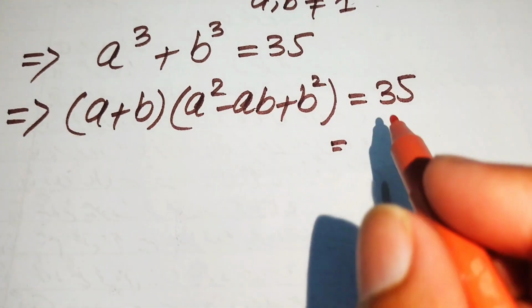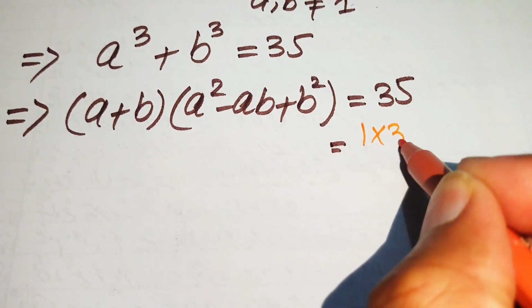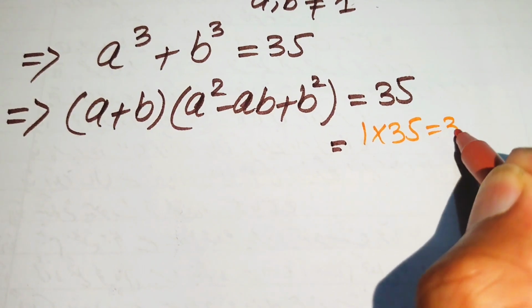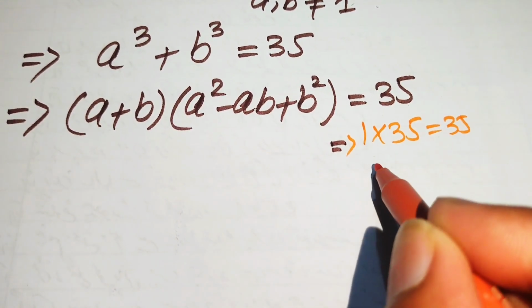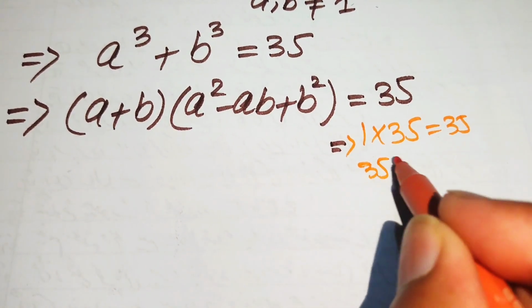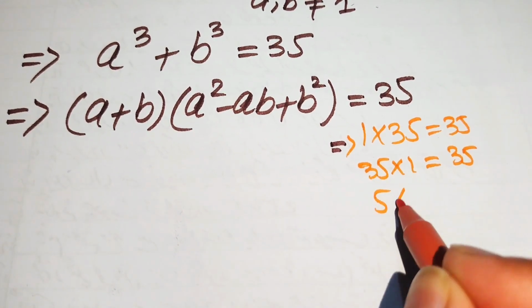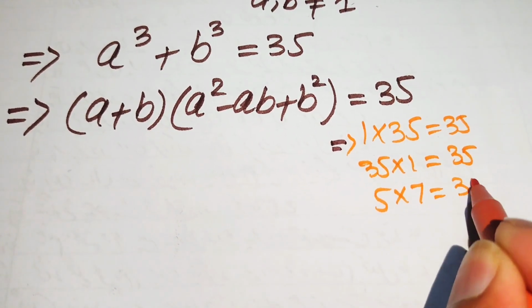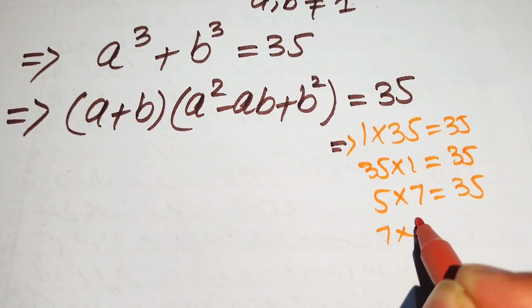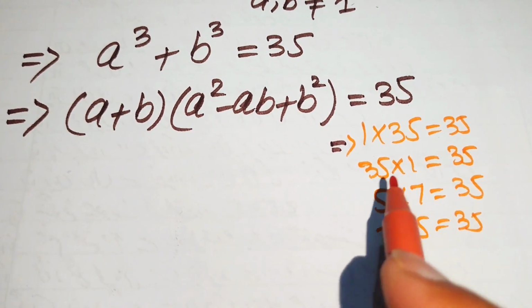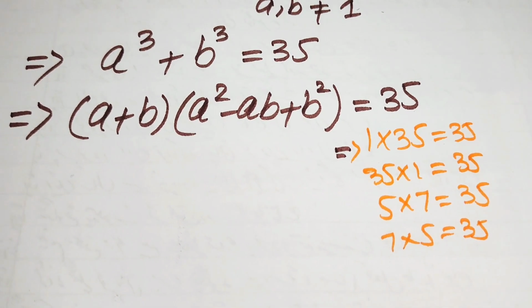So we have the possibilities: 1 times 35 is equal to 35, and the second possibility is 35 times 1 is also 35, and 5 times 7 is 35, and 7 times 5 is 35. So here we have these four possibilities in which the product of two numbers is equal to 35.